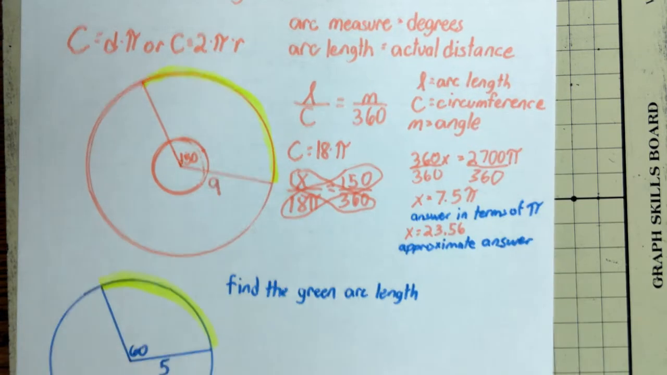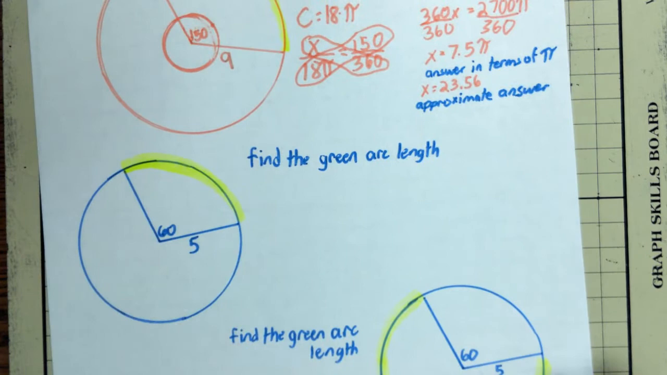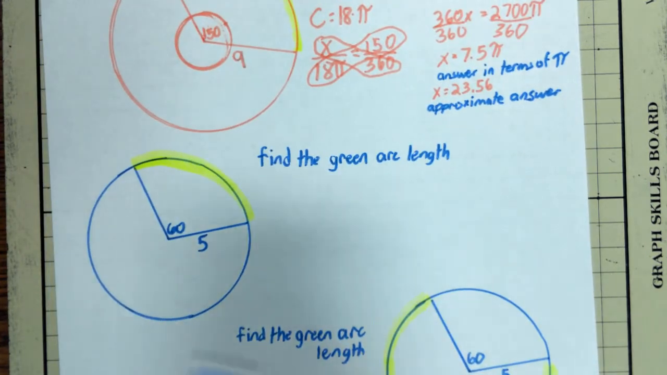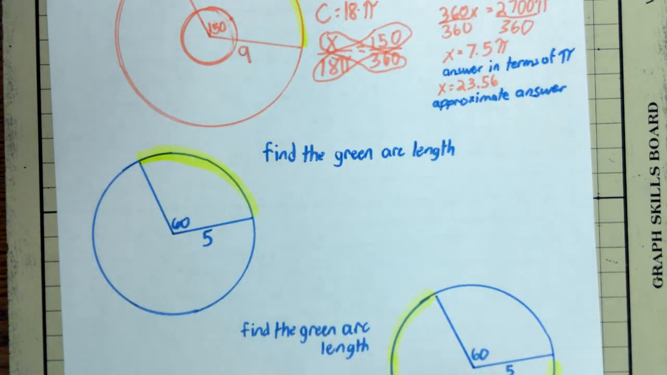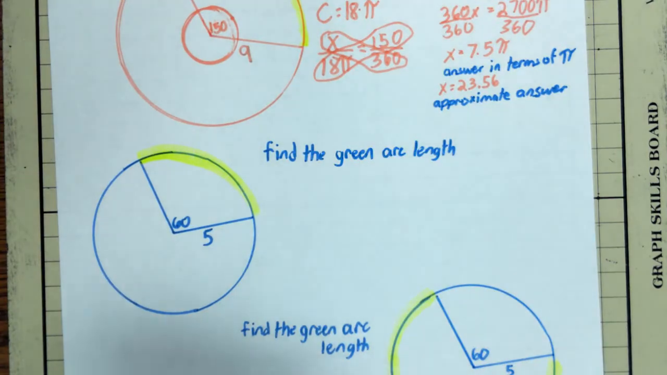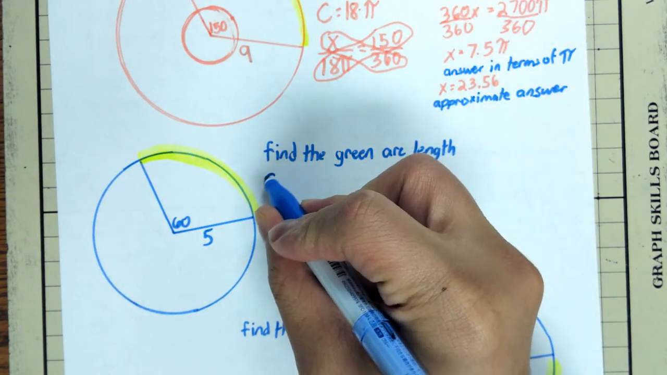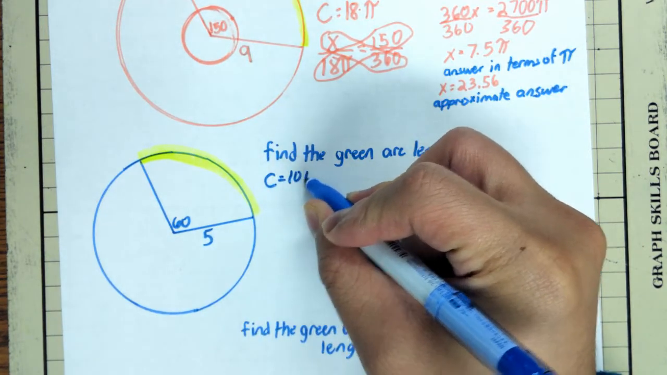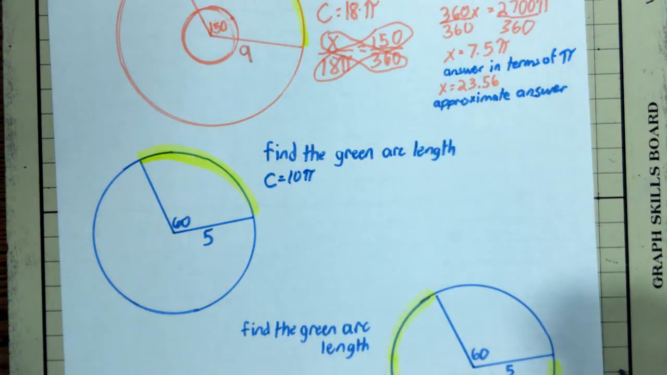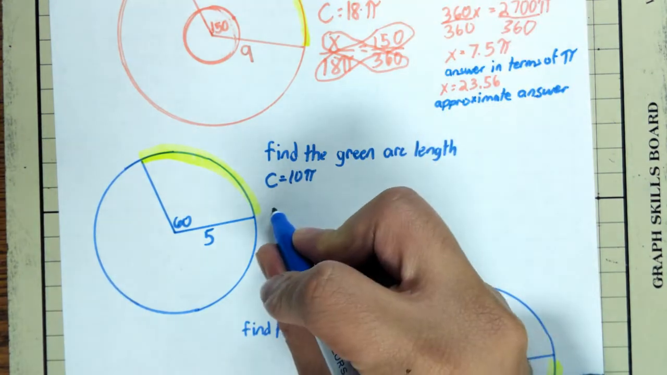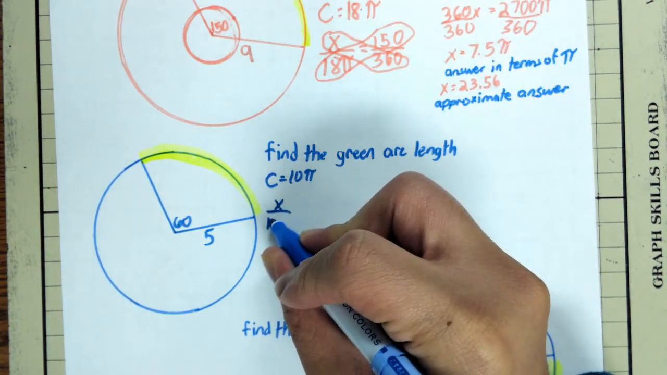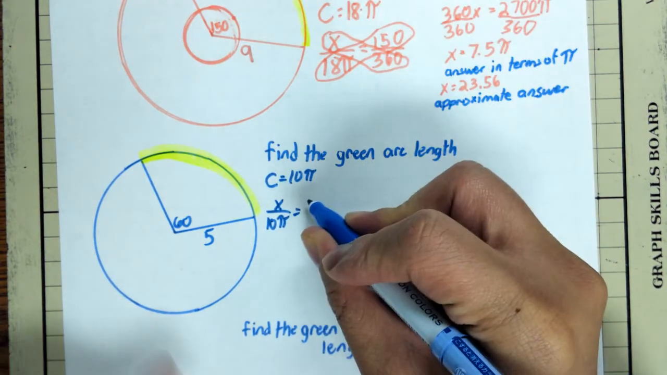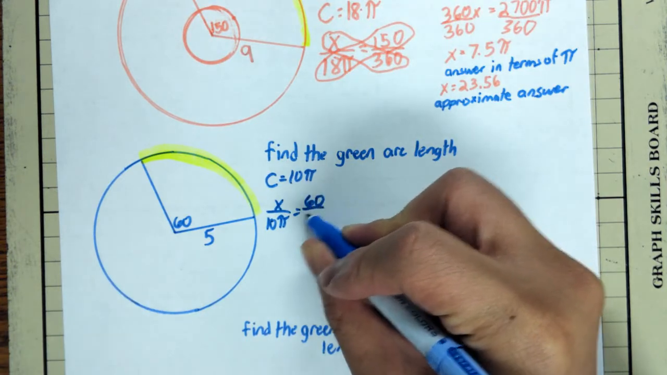Alright, with that said, I have two examples over here. Let's go practice them. Find the green arc length. So I want to find this green arc length. As with anything else, we start with circumference. Circumference equals 5 times 2, that's 10 pi. So now we can set up our proportion. X over 10 pi equals my angle, 60 over 360.